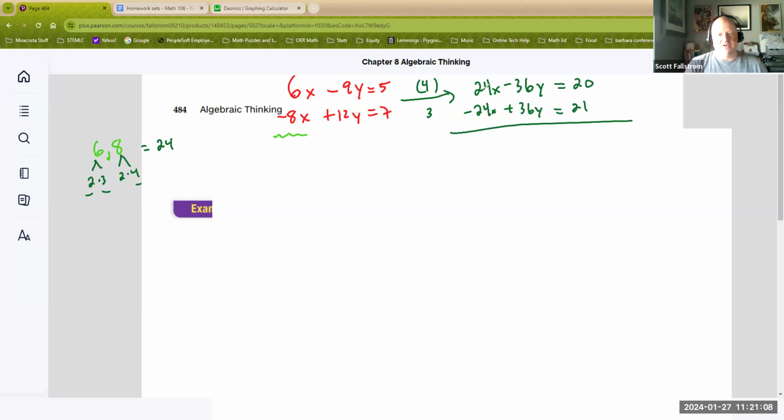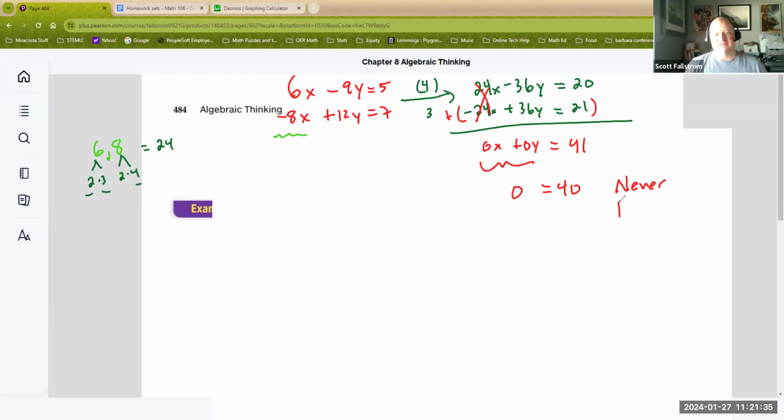And then take a look. 24x minus 24x, I could add these together and they will eliminate. Love it. So 24x minus 24x, if I just add these two equations together, those go away. So I have 0 x's. Negative 36y plus 36, that gives me 0 y's. And over here, I get 41. That means I end up with 0 equals 41.